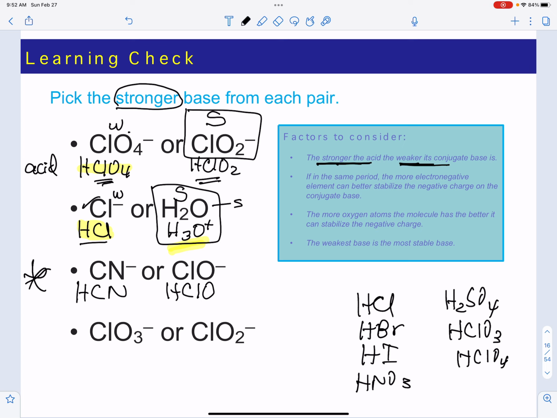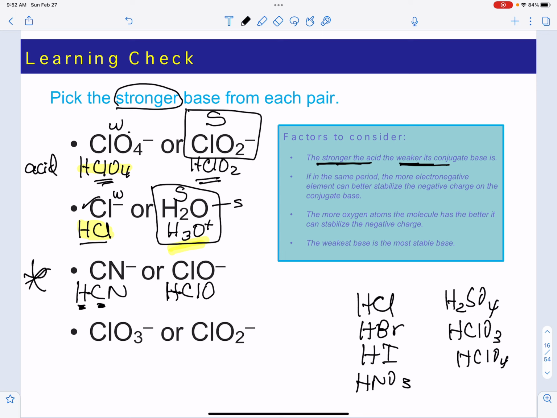So what is the second factor? If in the same period, the more electronegative element can better stabilize the negative charge on the conjugate base. The more stable the conjugate base is with that charge, the weaker it is. It's already stable. It's not going to mess it up taking a hydrogen. So this hydrogen is attached. So you need your Lewis structure, right? It's attached to a carbon, while this hydrogen is attached. Let's see, that would be attached.